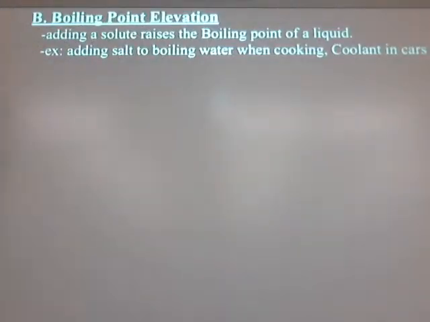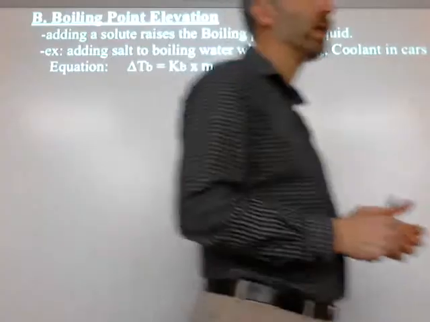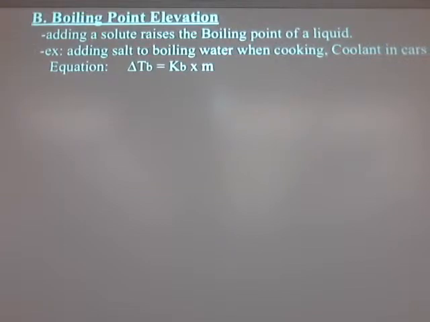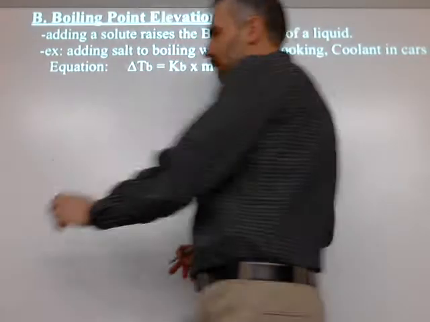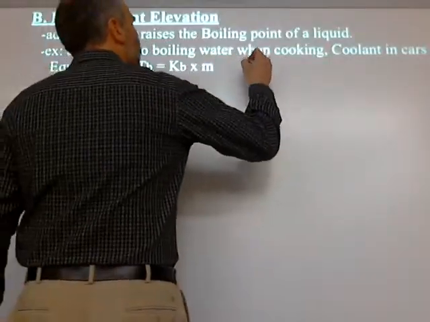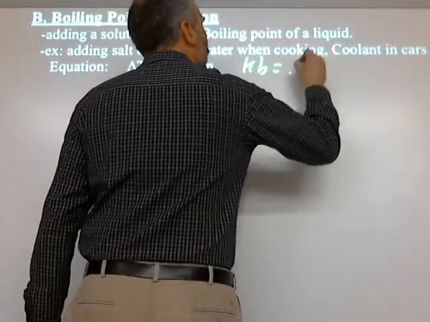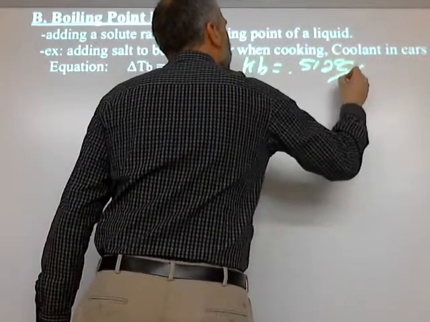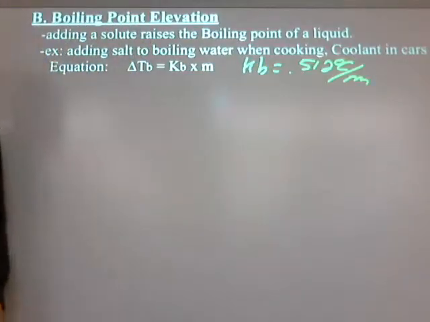All right. So here's my equation. Notice the similarities. Delta TB equals KB times m. But again, KB is not the same as KF, and you don't have to memorize it. KB is 0.512 degrees Celsius per molal.